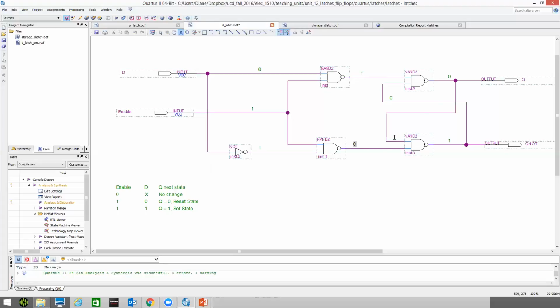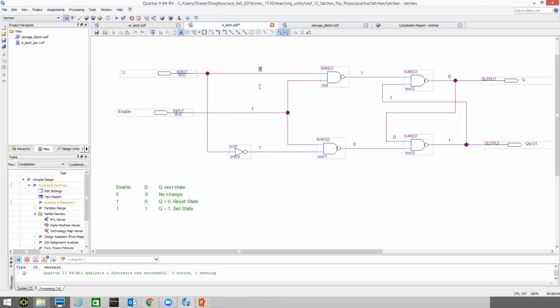Right? Since we said our Q was a 0, the input here is a 0. 0 ANDed with 0 gives us a 0. Inverted gives us a 1. Okay, then this output becomes a 1. 1 ANDed with 1 gives us a 1. Inverted gives us a 0. Right? So we end up with a stable state where Q is a 0, Q not is a 1. And notice then, D is a 0, Q next is a 0 whenever enable is a 1.